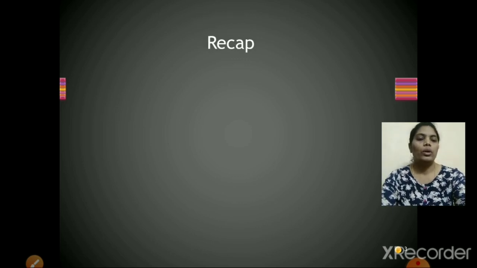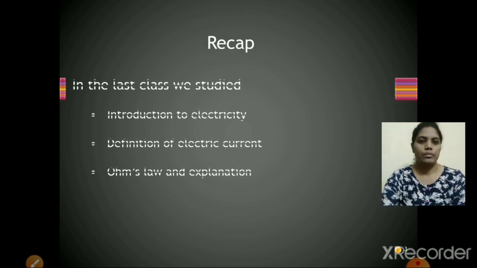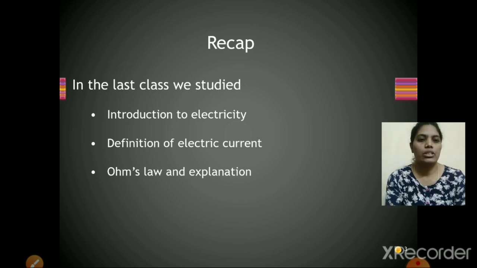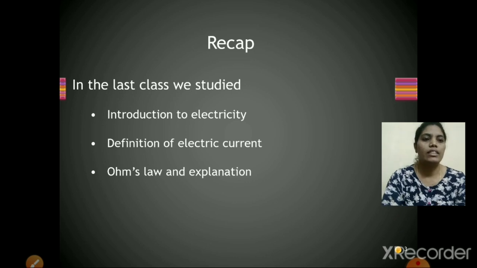Now, let us recall what we learned in the previous session. In the last class, we studied about introduction to electricity, definition of electric current, and also we learned about Ohm's law and its explanation. So, what is electricity? Matter consists of many atoms. In atoms, again, we have positively charged particles and negatively charged particles.